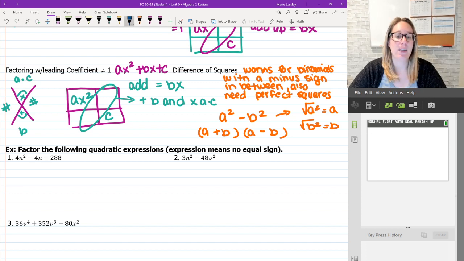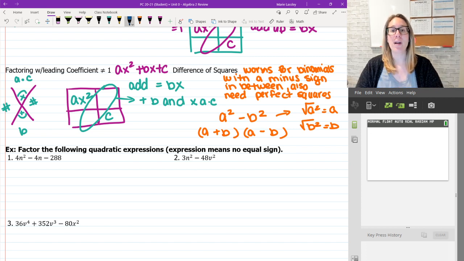All right, so our first one. It says factor the following quadratic expressions, and then it says expression means no equal sign. So remember, we are not solving. This is not equal to anything. We just want to factor. That's important. If something says to solve, that generally means there's an equal sign in there. But we're not solving. We are just factoring. So we're just practicing factoring. We'll get to solving in the next video.